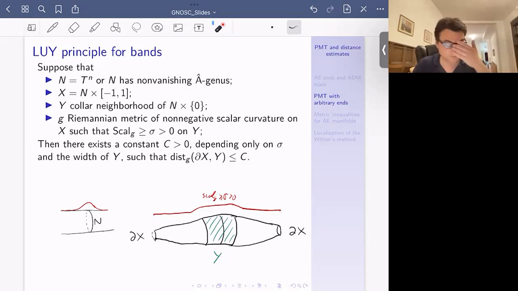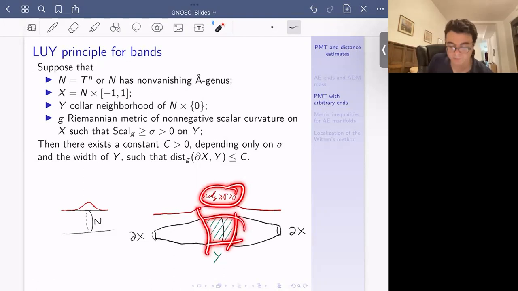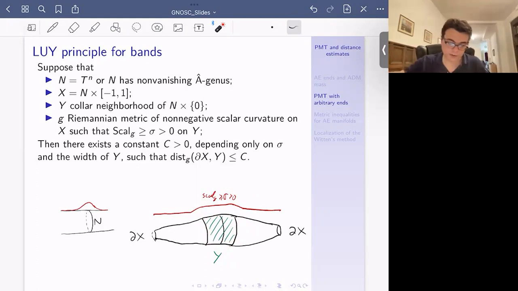And now the idea, the principle of this metric inequalities of Lesourd, Unger, Yau translated to bands would give the following thing. So there exists a constant that depends, again, only... suppose now that you have a neighborhood Y such that the scalar curvature is strictly positive on such a neighborhood, and then you know that the scalar curvature is just non-negative everywhere else.